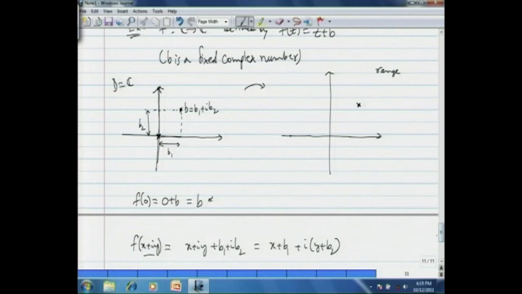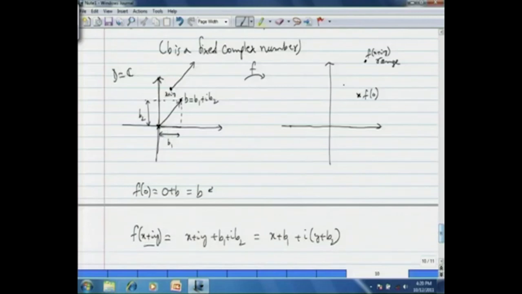If you imagine this point b in the domain here to be the end point of a vector which starts at the origin, then take any other point, let me say x plus i y. Imagine the vector b starting at the point x plus i y. Here is the vector b starting at the point x plus i y. The image of the point x plus i y is going to be exactly the end point of that vector which originated at x plus i y. So, here is your image f of x plus i y.